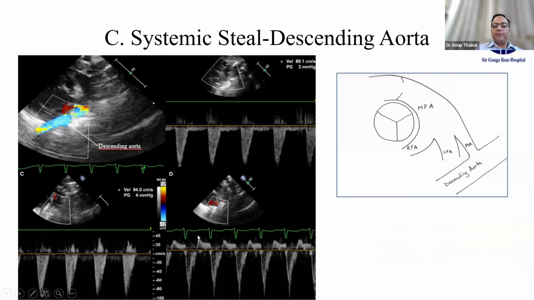So this tells you there is systemic steal, or there's reversal of diastolic flow, or reversal of flow in the aorta in diastole, whatever way you want to call it. And this is one of the markers of systemic steal, and a very important marker to define a PDA being an hsPDA.